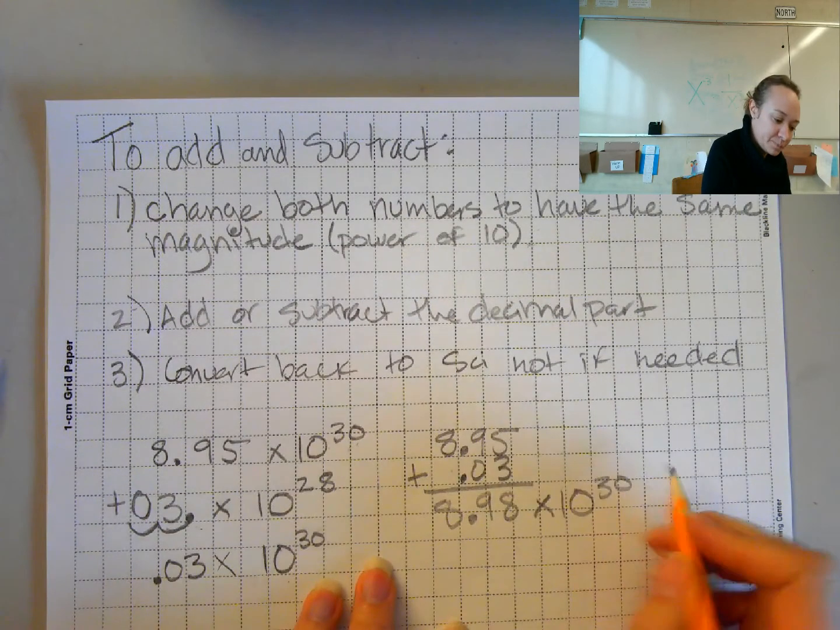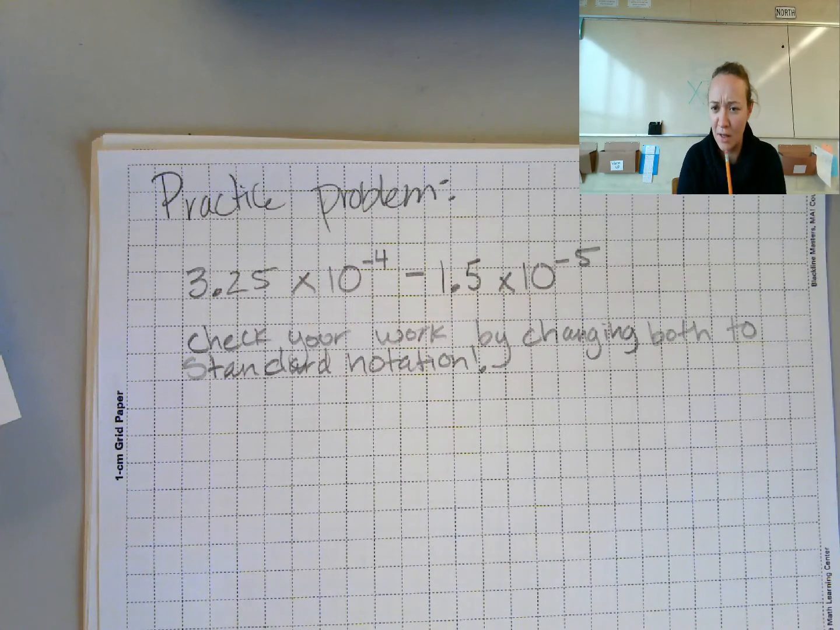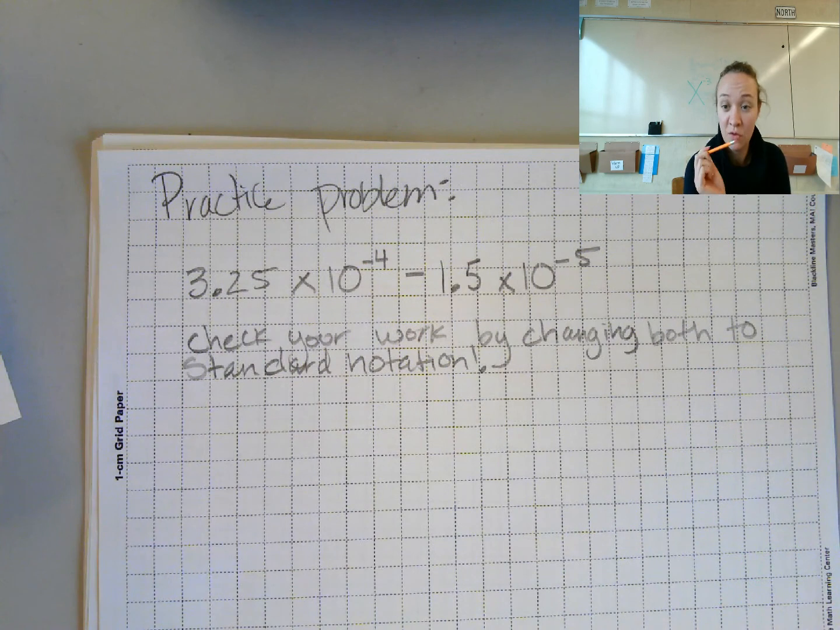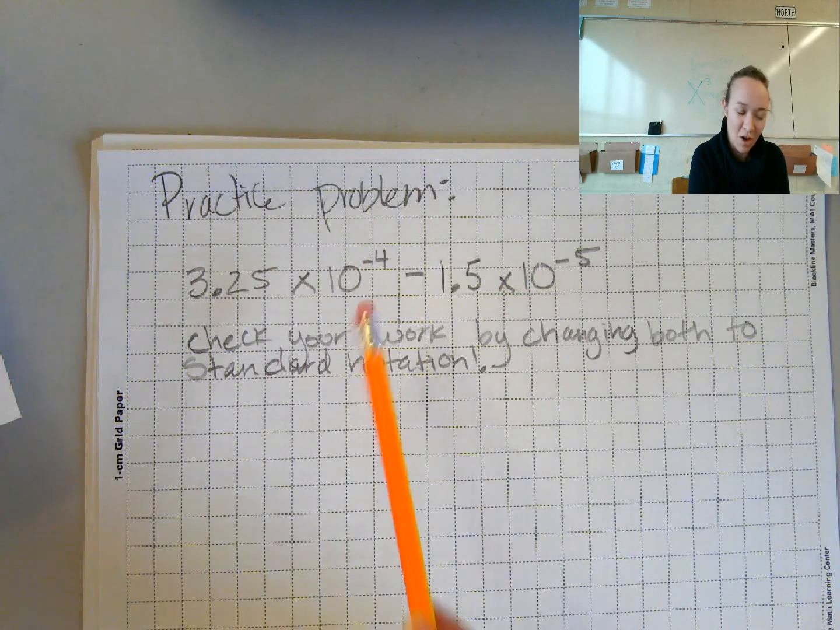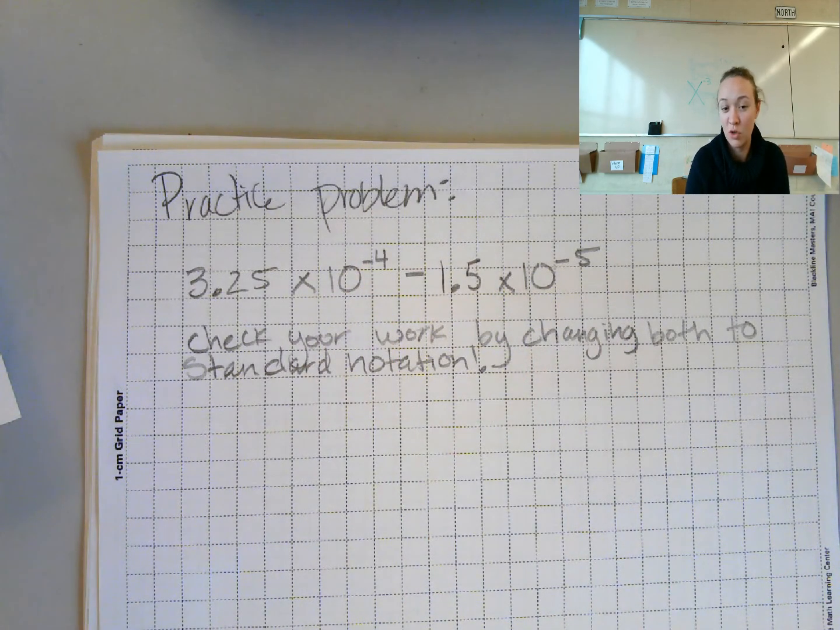All right, let's do another example. Just kidding, I think we're out of time. So this one will be the practice problem. You're going to do 3.25 times 10 to the negative 4 minus 1.5 times 10 to the negative 5. I purposely made our exponents not too big this time, so it is reasonable for you to check your work by converting them back to standard notation, so it does have all the zeros, and then subtracting and seeing that it works. Okay? Give it your best shot.